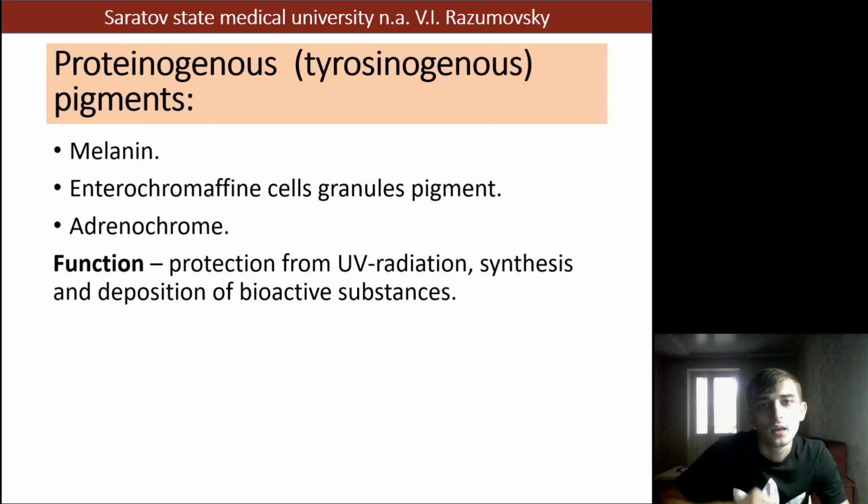Proteinaceous pigments may include melanin, enterochromaffin cell granules pigment, and adrenochrome. The most important function of melanin is protection from ultraviolet radiation, synthesis and deposition of bioactive substances. The most important pigment of this group for you on our exam, in our department, will be melanin. We should talk about it.